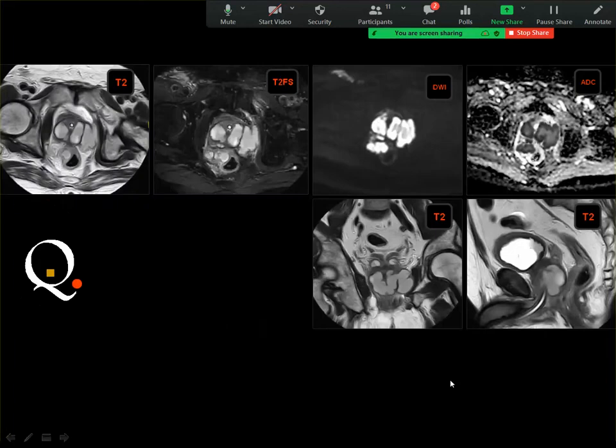Then we have this case of the MRI of the pelvis, and this is T2 and T2 fat sat, diffusion, ADC, T2 coronal, T2 sagittal.